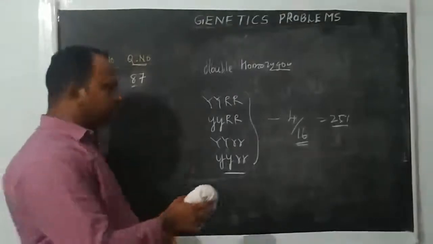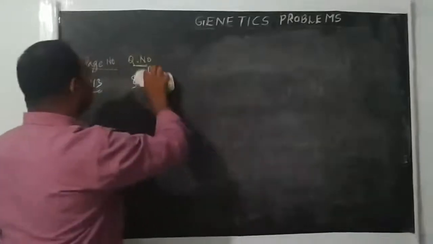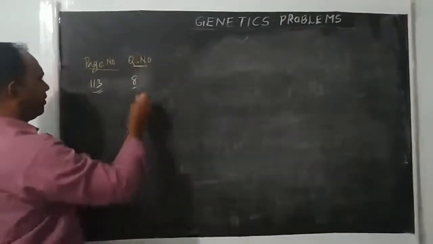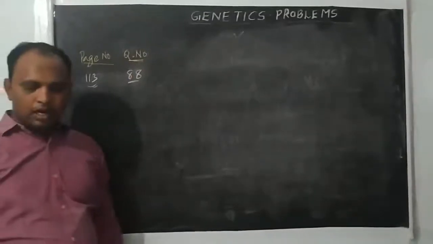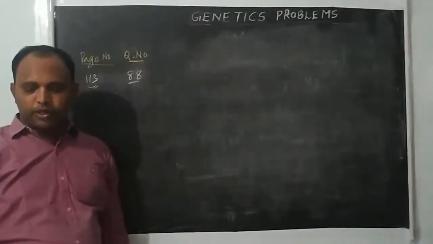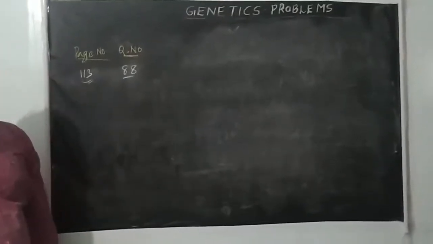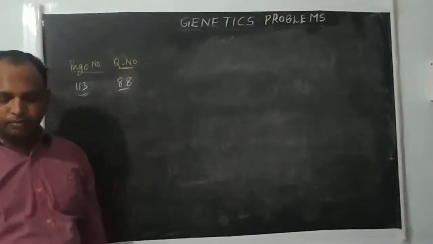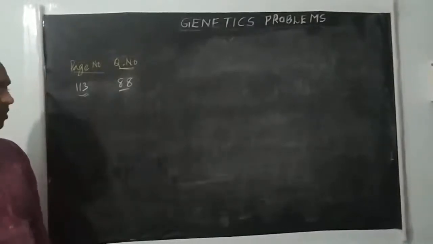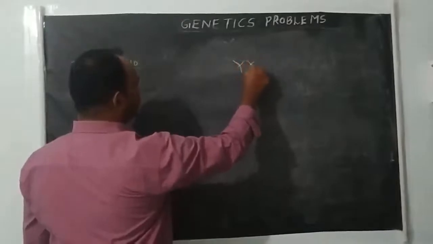So the next question is question number 88. What is the phenotypic ratio of one pair of contrasting characters in the F2 hybrid class, the F2 dihybrid class? For example, we have taken YYRR.